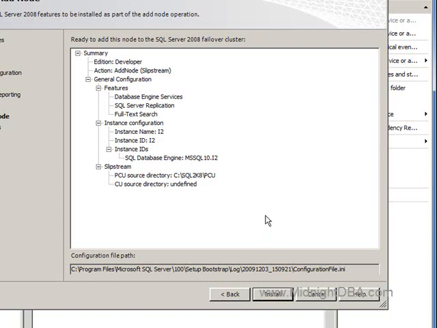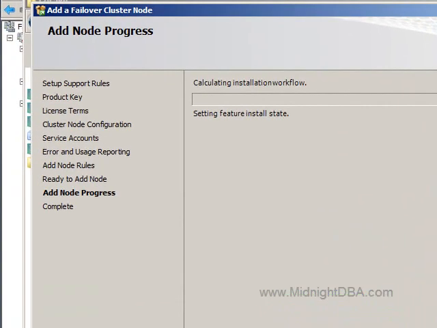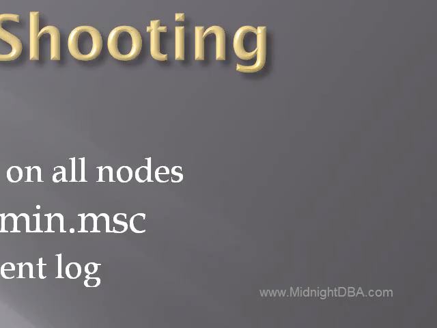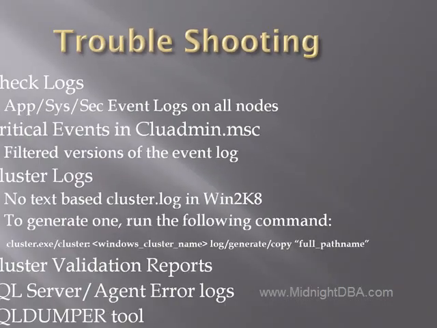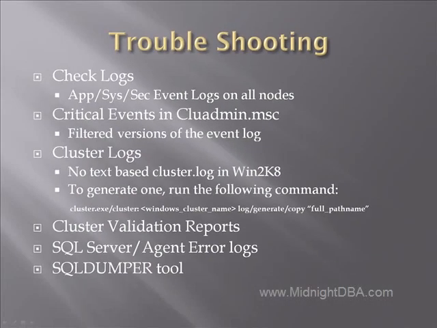So this is what you need to run on each node. Click on install, and it's going to go through a similar process as before for the first node. Alright, so let's wait for that to finish. While that is going on, let's go to our troubleshooting here. So let's see, where are we? So we finished the add node.